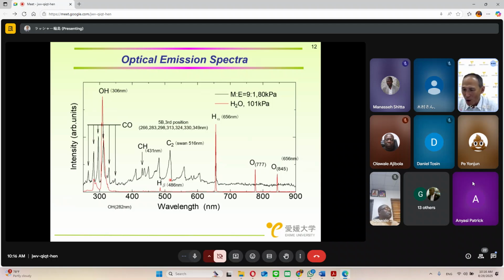On the other hand, this is the alcohol case. Here CO or CH, and C2 are observed. By analyzing these OH or sometimes C2, this is a Swan band, in detail, the temperature of these molecules can be determined. As I will discuss later, in this case diamond can be synthesized under these conditions.